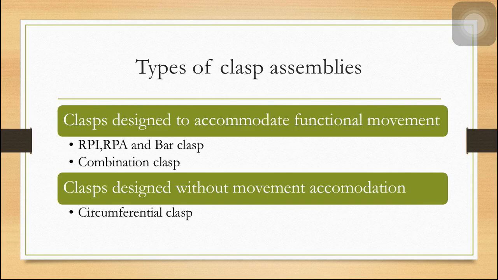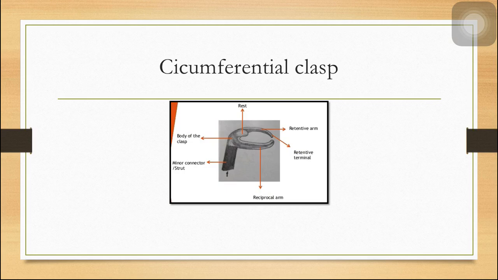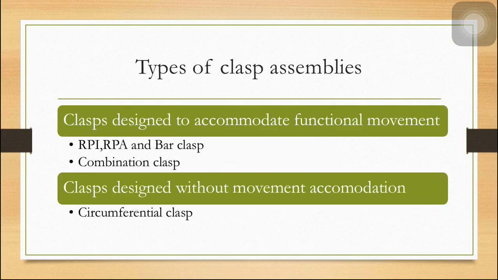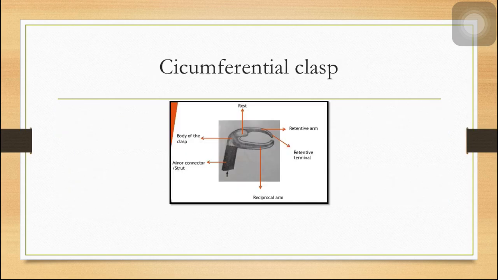Today's topic is clasps that are designed without movement accommodation, like in examples of Kennedy's class 3, and in cases of small modification areas which are anteriorly and posteriorly bounded by abutment teeth. The example of this clasp assembly is the circumferential clasp. Basically, it looks like this. This is the most familiar type of clasp assembly to students.